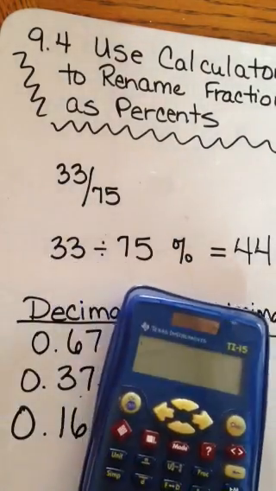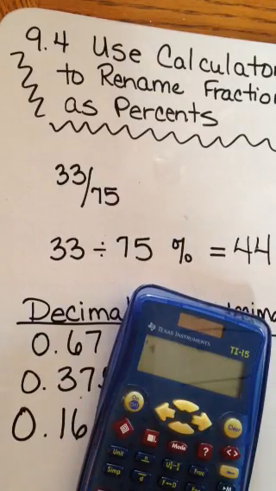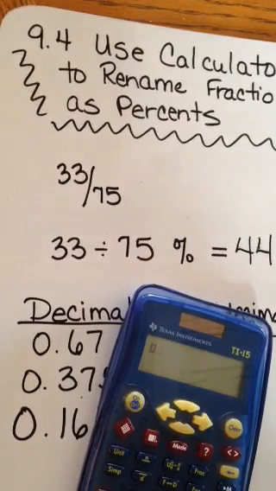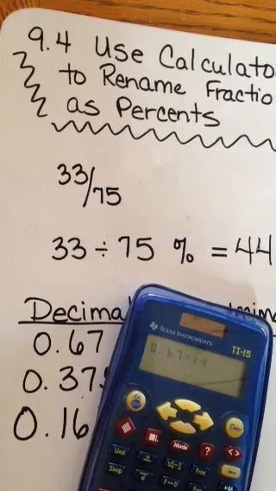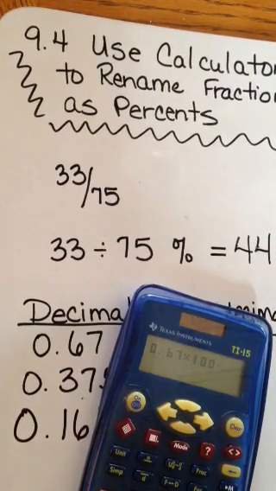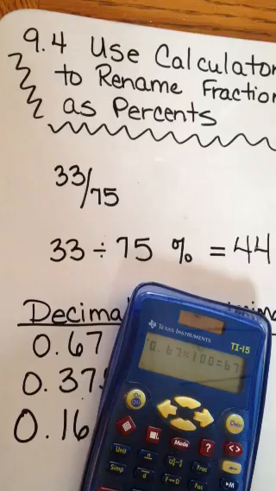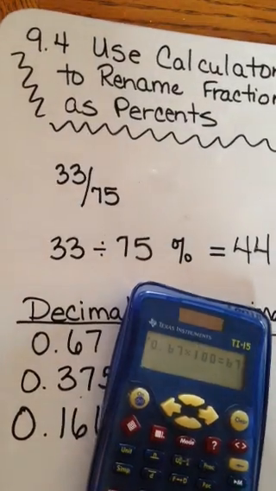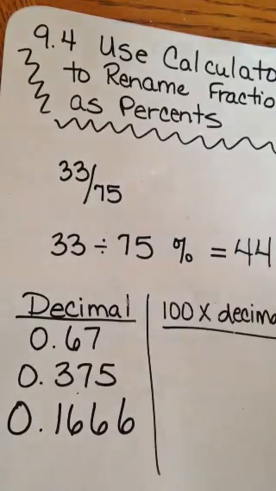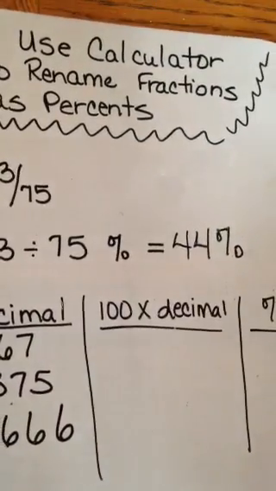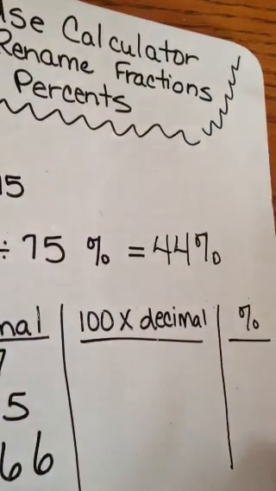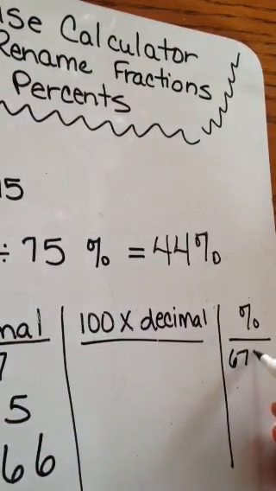So if we take the first one, we have 0.67, and we're going to multiply that times 100, push the equal key, and it shows us that it would be 67%. So basically I'm going to skip this step here in the middle because that's actually what we're doing, but as we come over to this last column where it says percent, we're going to write 67%.